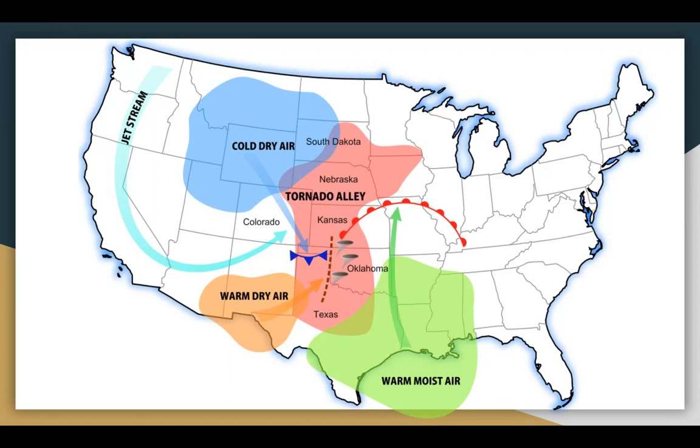So here is a little bit of a picture of what happens in Tornado Alley. So we have warm, moist air, we have warm, dry air, all kind of colliding at once that lead to these tornadoes. So the red is the high pressure, the blue is the low pressure, and when those combine, it spins up into tornadoes.